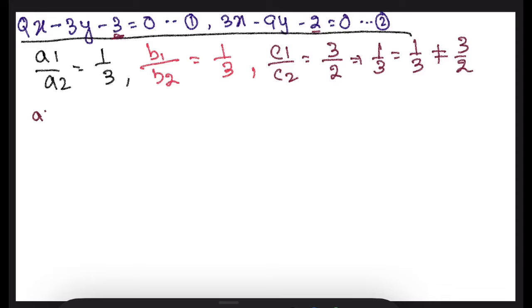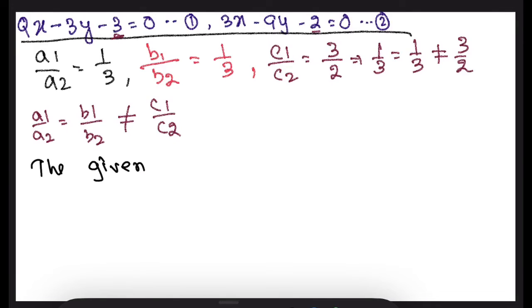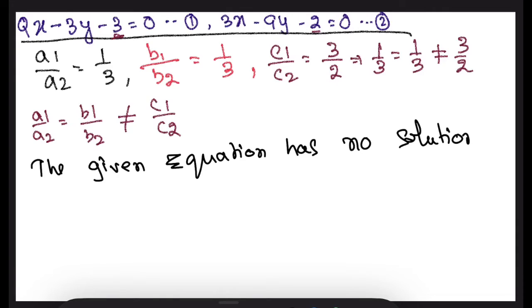So we shall write what? A1 upon A2 is equal to B1 upon B2 is not equal to C1 upon C2. If this condition is there, that means the given equation has no solution. When it has no solution, you need not do anything more. This is the answer. Therefore, the given equation has no solution.